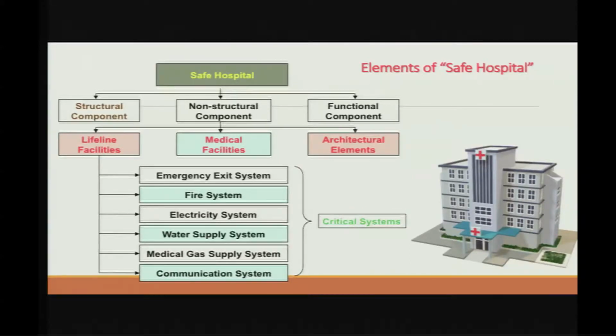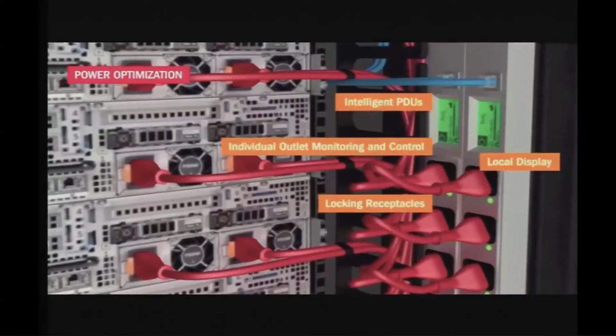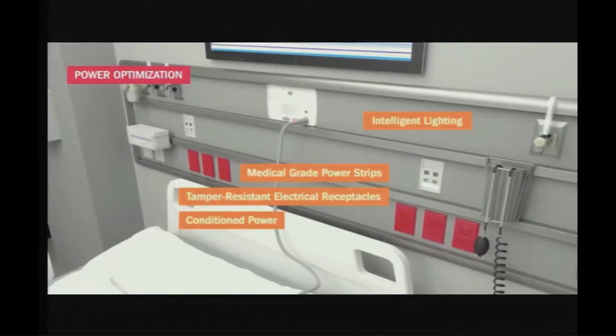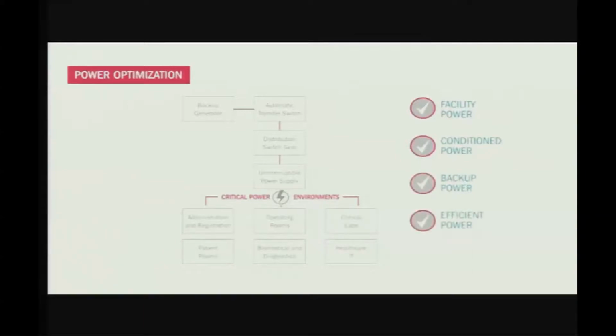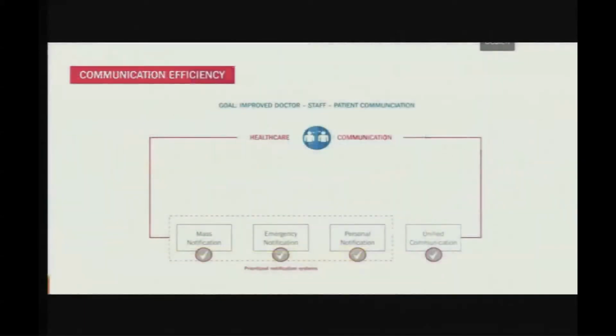We have the structural component, basically the pillars and RCC; the non-structural component with lifeline facilities, medical facilities, and the architectural elements; and the functional component. Apart from this, there are the emergency exit system, fire system, and electric system, which we don't really see. So this is the basics of power optimization. We need to have good medical grade power strips and critical power units, what Dr. Muscati just mentioned: facility power, conditioned power, backup power, efficient power, and then monitored power.